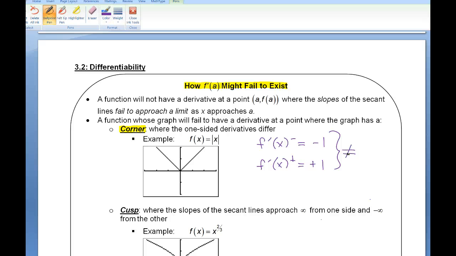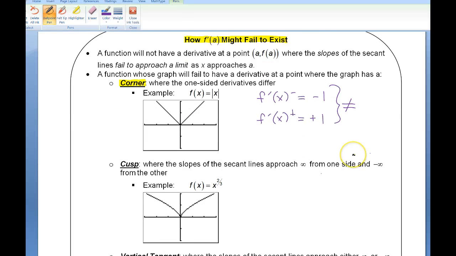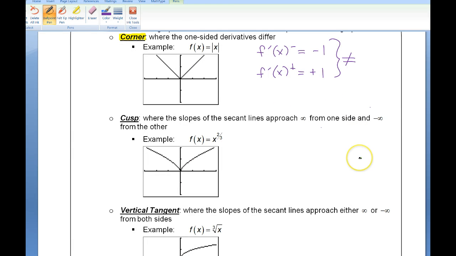It doesn't necessarily have to be straight lines. There could be a curved line, two curved lines coming together. But if these two slopes are different values, it's a corner. Make sense? Next one. Okay, so cusp and vertical tangent are a little more complicated.